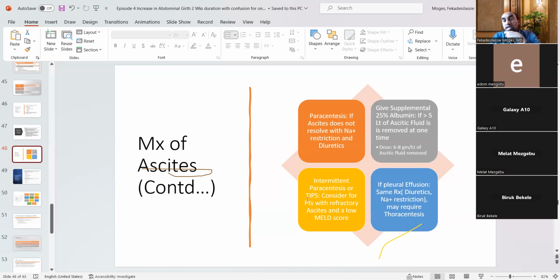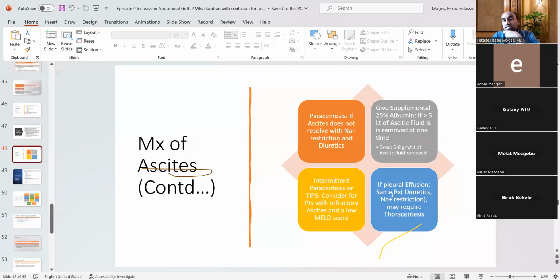TIPS is transjugular intrahepatic portosystemic shunt. That can be done in a patient with portal hypertension, especially those patients with refractory ascites and a low MELD score. In patients with a low MELD score and recurrent refractory ascites, you can put TIPS, the transjugular intrahepatic portosystemic shunt. Or we used to do portoazygous disconnection in Ethiopia, that surgical intervention, but TIPS is much better.